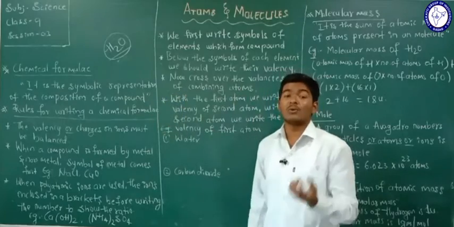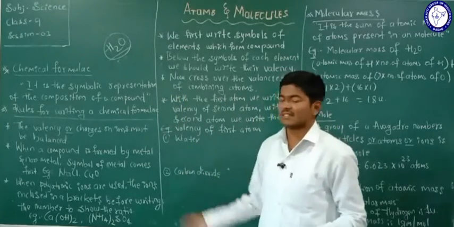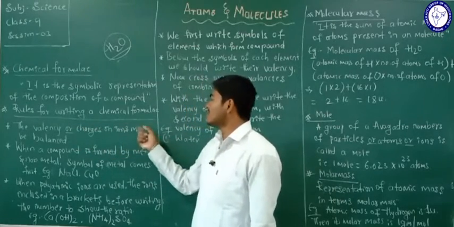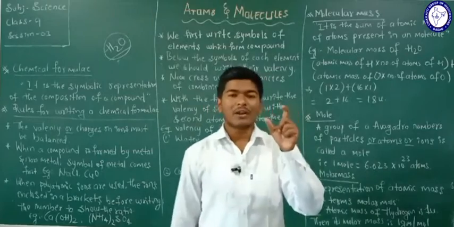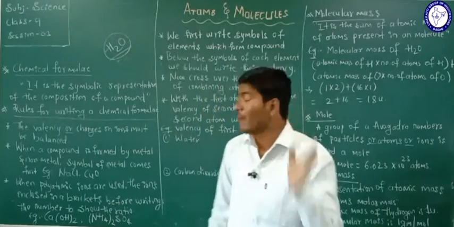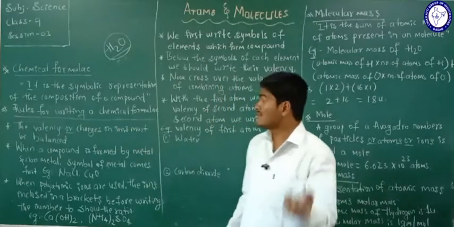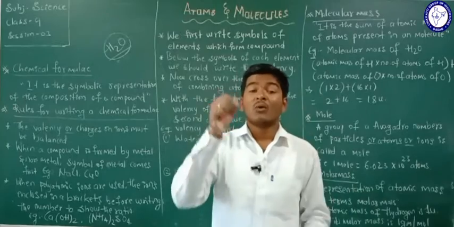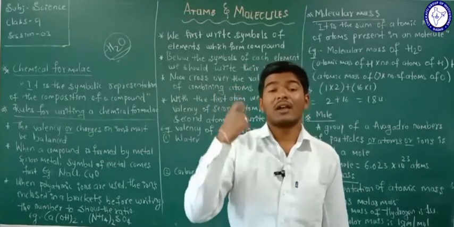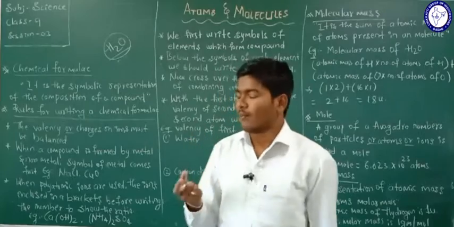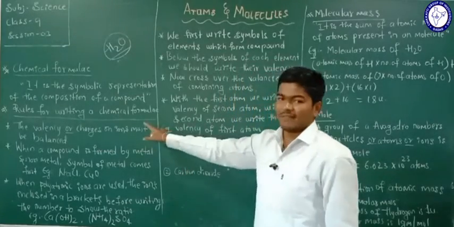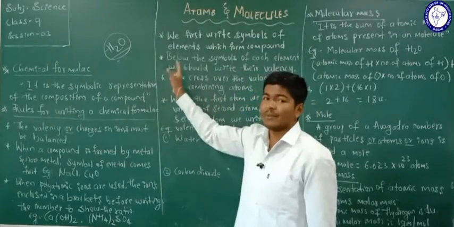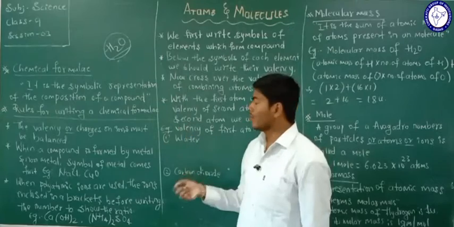So what are the rules of how to write a chemical formulae, that we see here now. The first rule: the valency or charges on ions must be balanced. So when we are going to write a chemical formulae, we should balance the valency or charges present on an atom. First you have to consider what is the valency of an atom. When we are going to write a chemical formula of a compound, we should know what is the valency of the atoms, and we should balance it. Afterwards I will discuss how we are going to write the valencies.